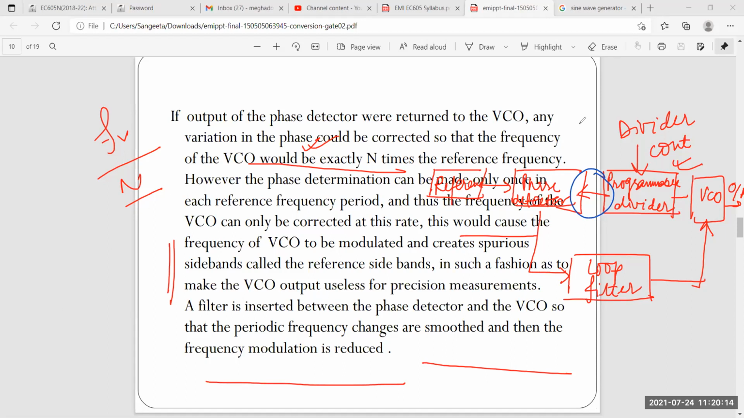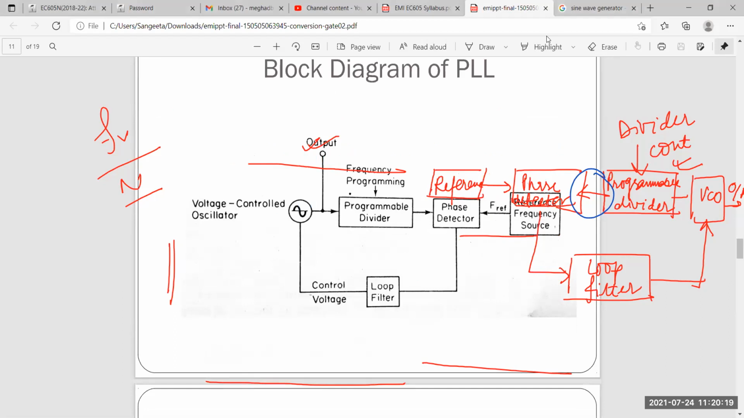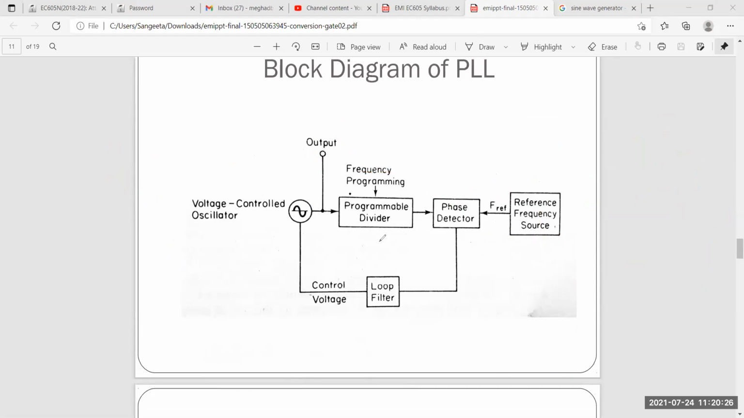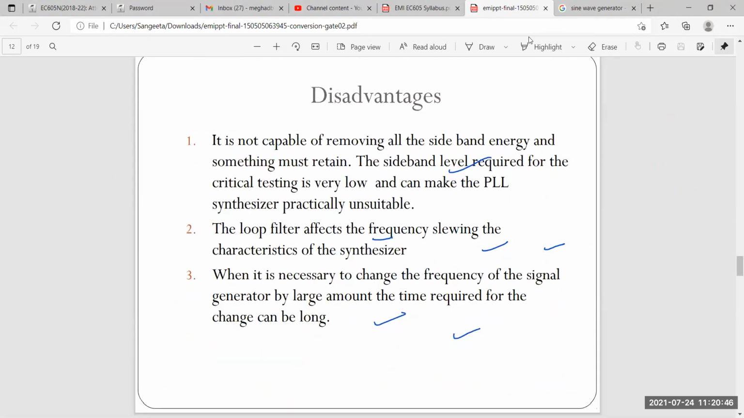So this picture is very important, keep it in your mind, otherwise it's difficult to understand. Another picture has been shown here, just like mine, which I have drawn for you. This is the VCO, the divider, phase detector, reference frequency source, loop filter. You can also refer to this picture for your understanding. This is a block diagram of PLL. We are discussing the indirect method. Don't forget, we have not gone to the direct method.